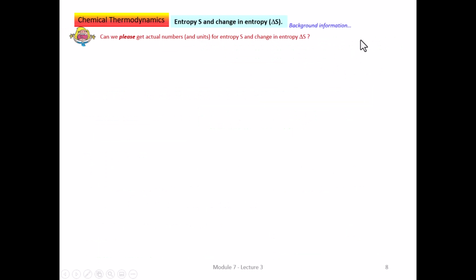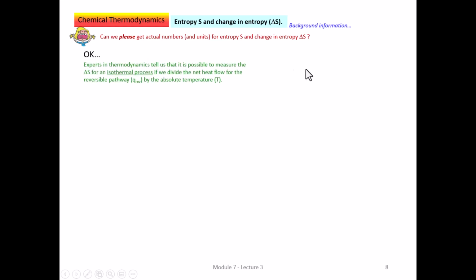Well, at this point, you might say, can we please get actual numbers in units for entropy and change in entropy? I think we did get some units for entropy. We haven't done very well in getting actual numbers. Well, experts in thermodynamics tell us that it is possible to measure delta S for an isothermal process, meaning get a real number, if we divide the net heat flow for the reversible pathway by the absolute temperature. So we'll say delta S is equal to the heat flow for the reversible pathway divided by the absolute temperature.